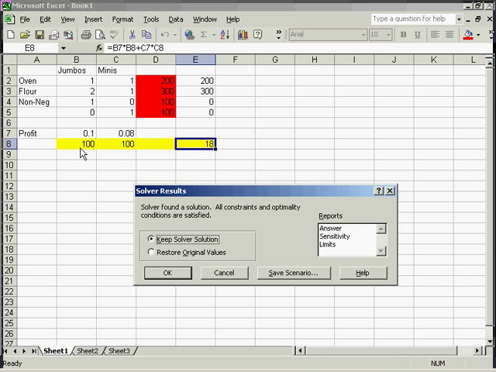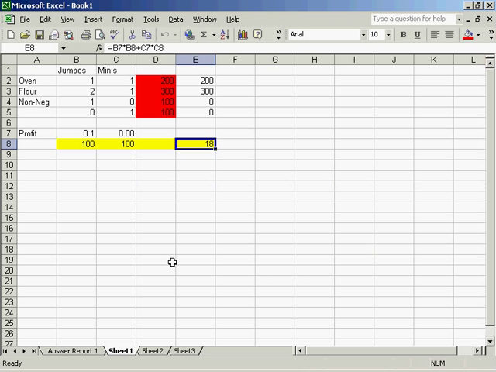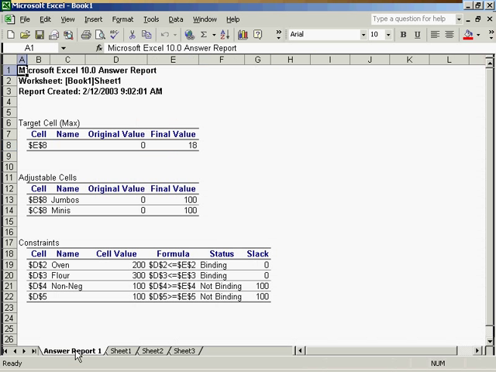And what I get is my ultimate number of jumbos that need to be made, the ultimate number of minis that need to be made, and my total profit. And these are the values that are limiting me. Solver has found a solution. I then want to select my answer report, keep solver solution, and select OK. And what I get is the screen that I originally had, and I also have an answer report that tells me a lot of information about solving this problem. Fancy that.